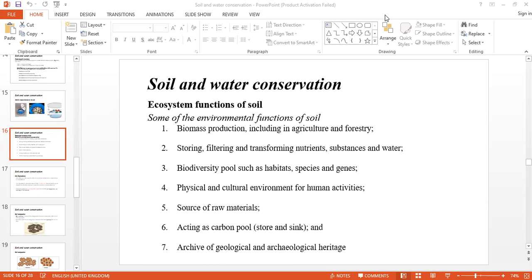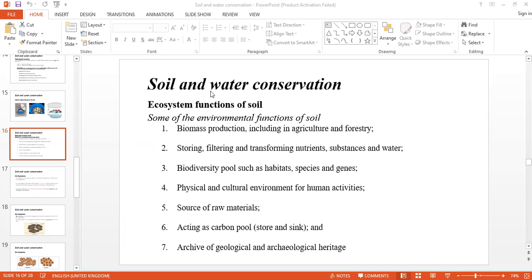Then the other use is that soil acts as a geological and archaeological heritage. You find that most historical stuff is found in the soil. Maybe the Stone Age people, when they start to dig, they find the equipment which they used to use and things like that. So soil stores geological and archaeological items which were used in the past. So broadly, these are the uses of soil.